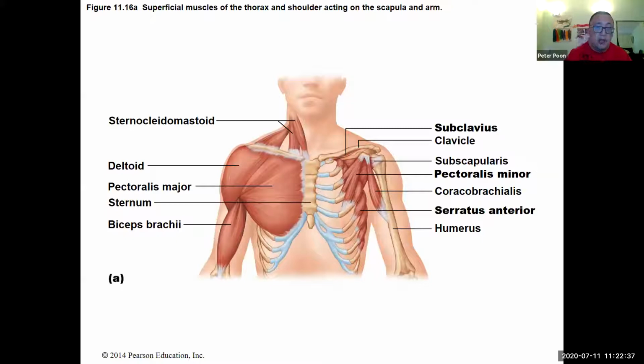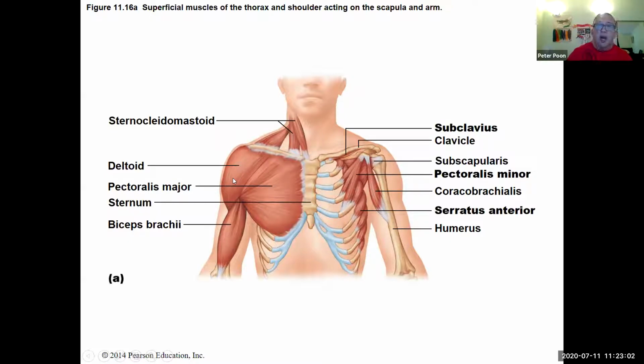So pectoralis major is right there. Its movements are anything toward the front, anything anterior. The synergist to that is the pectoralis major. Also involved is the deltoid.